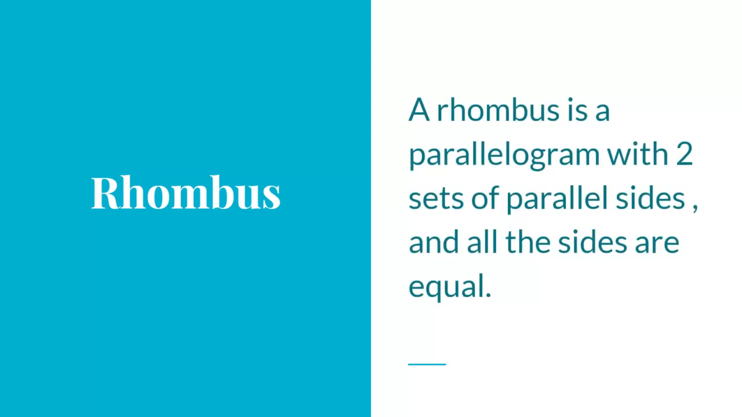A rhombus. A rhombus is a parallelogram with two sets of parallel sides, and all the sides are equal. These are examples of rhombuses. They often look like squares, except they don't have right angles, because all of the sides are equal, and it has two sets of parallel sides.